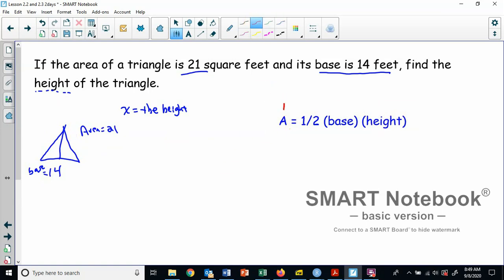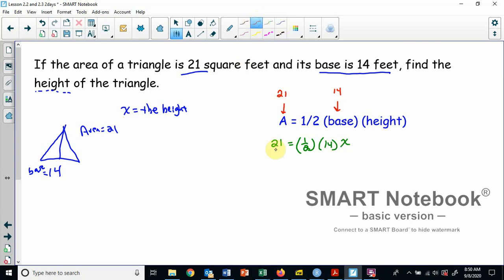We happen to know the area is 21 feet squared, and we happen to know the base is 14. So let's see what we got. We got 21 equals 1/2 times 14 times height. I don't know what height is, but I'll let that be x. Okay, awesome.